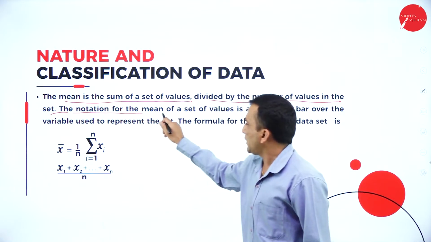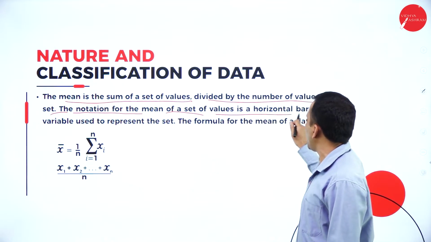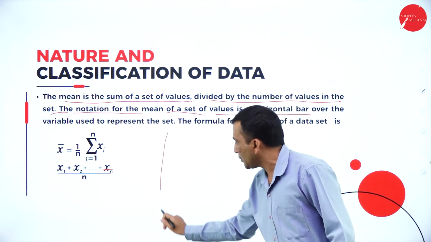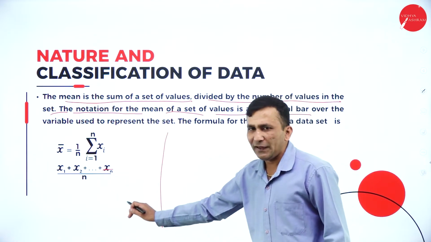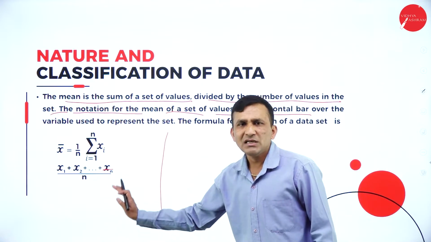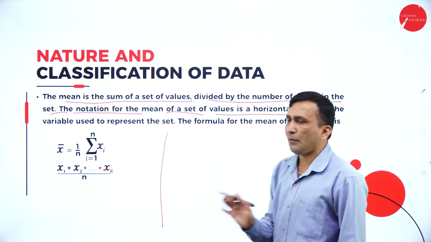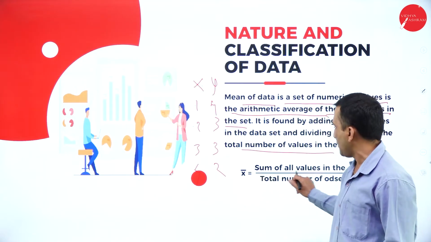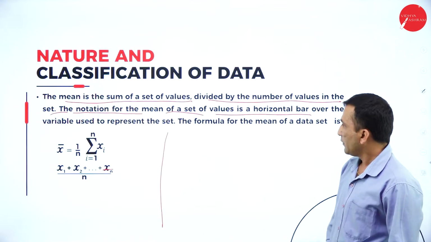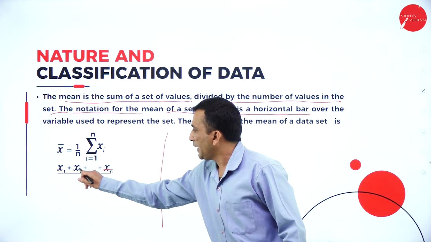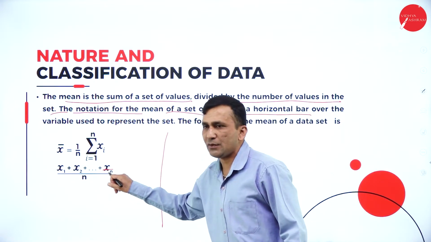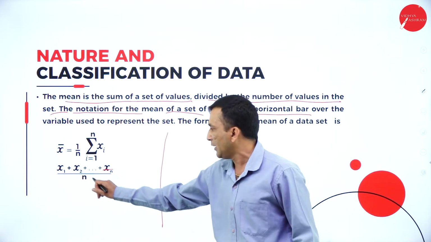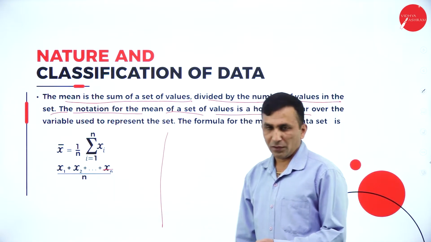The notation for the mean of a set of values can be written either horizontally or vertically. Anything you do, the answer will be the same. If you apply the formula carefully, as we studied before, the sum of all the values x1, x2, x3 till xn, divided by how many numbers we have, the total numbers.